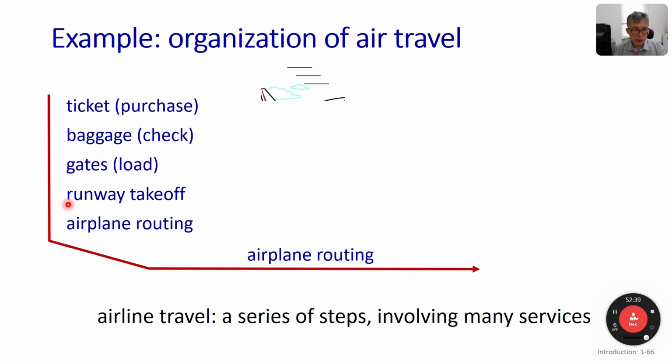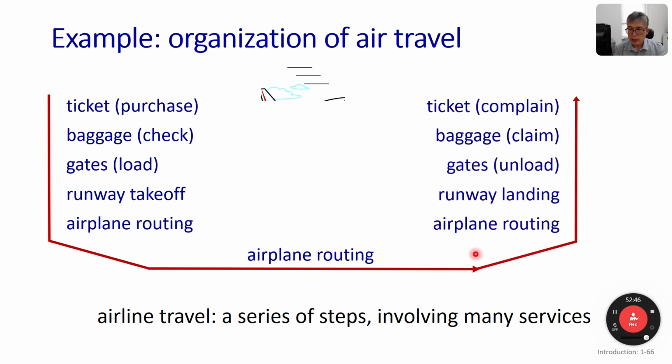You prepare for loading, and then the airplane takes off and flies according to its route, and after that it arrives at the destination airport, right? In that case, there is the landing and then unloading, and then you go to baggage claim. You can get back your baggage, and if you have a ticket or mileage not accumulated, you can complain. So airline travel is a series of steps involving many services, right?